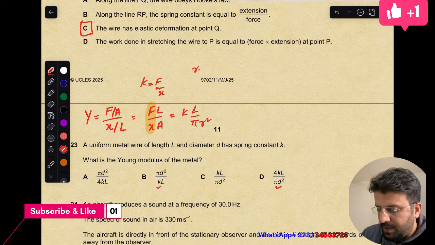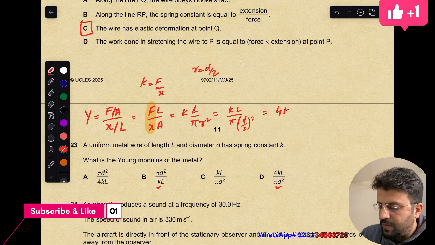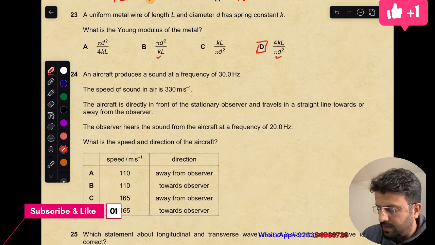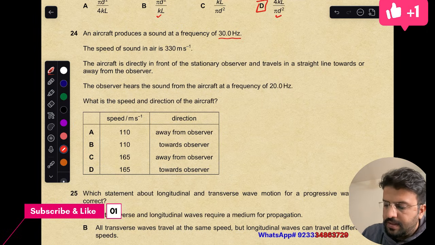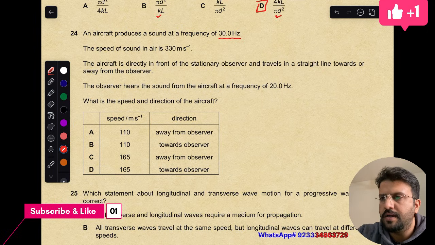Still we don't have any option in terms of r, so we have to change r into d. We know r is d by 2, so it can be written as k l pi (d by 2) whole squared. So the 2 squared will go up, it will be 4kl divided by pi d squared. It's option D.